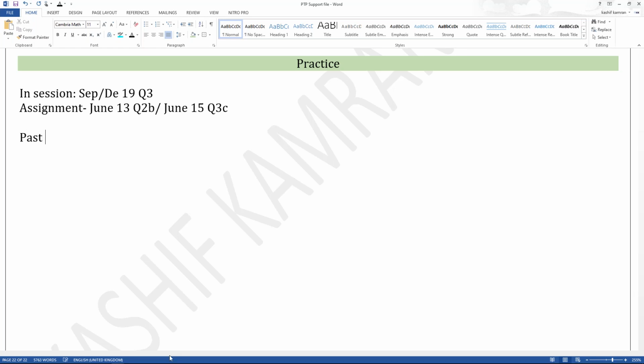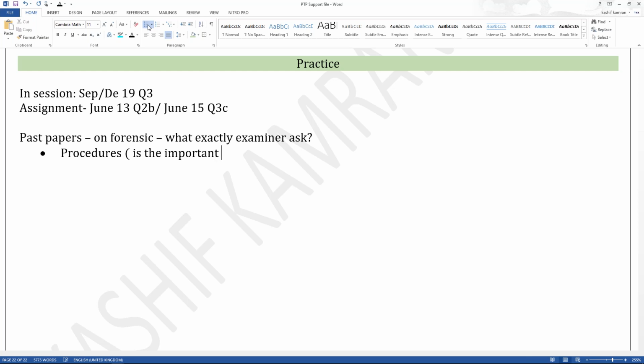Okay, well, now when you look at the past papers on forensic, what exactly does the examiner ask? Is there anything common, just like due diligence? And the answer to this question is very straightforward. Every time a question comes on forensic, it will have procedures. You cannot find a question on forensic without procedure. So procedure is the most important part of a question on forensic.